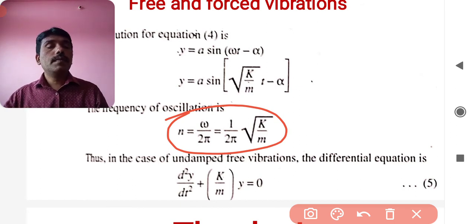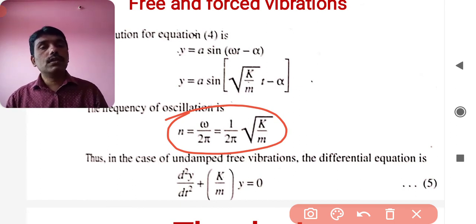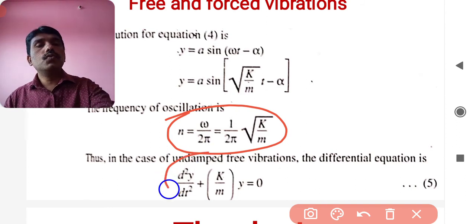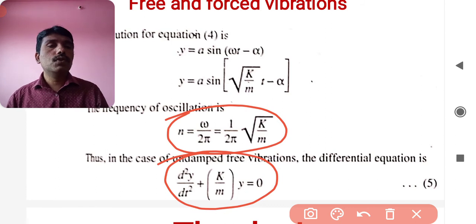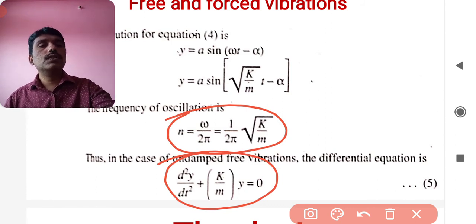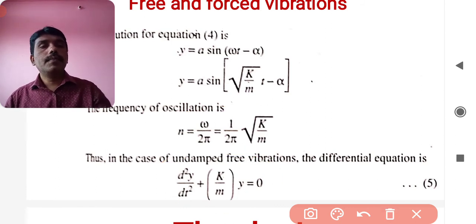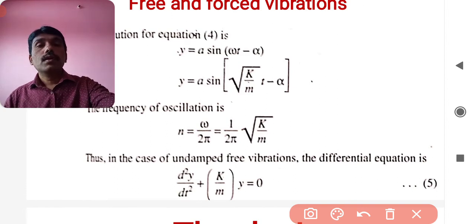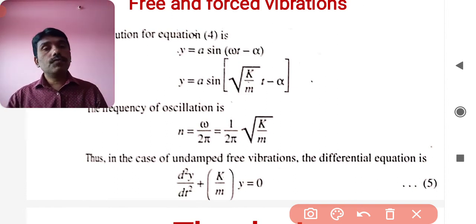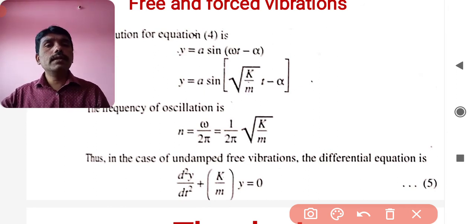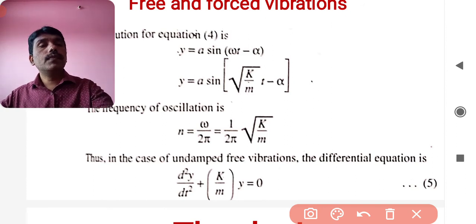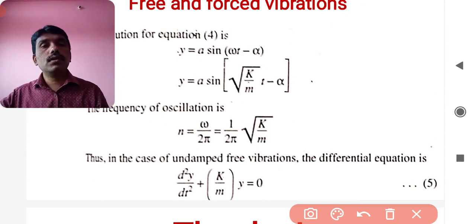In the case of undamped free vibrations, the differential equation we can write is d2y by dt square plus k by m into y is equal to 0. This is the differential equation for the undamped free vibrations. From the MCQ point of view, this equation may be asked: what is the differential equation for the undamped vibration? You should have it clear in your mind that the relationship will be like this. This is 1 point for the 1 mark in that MCQ.